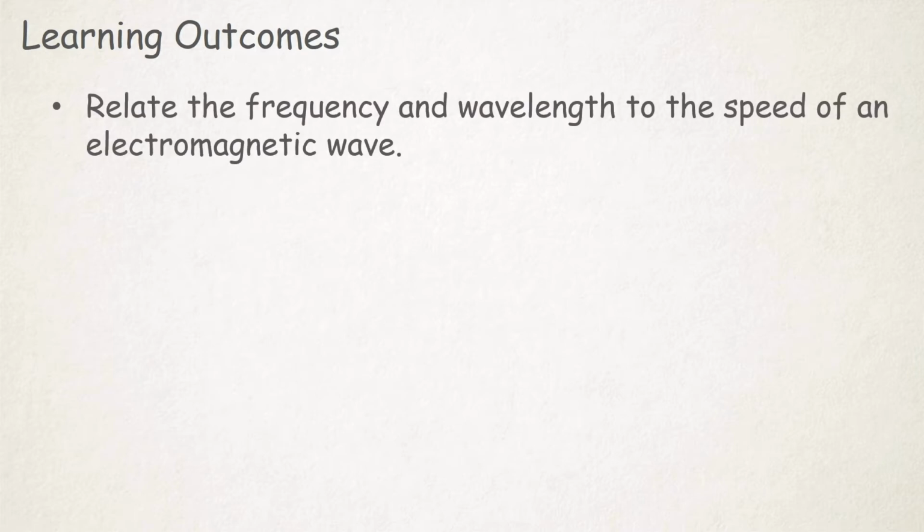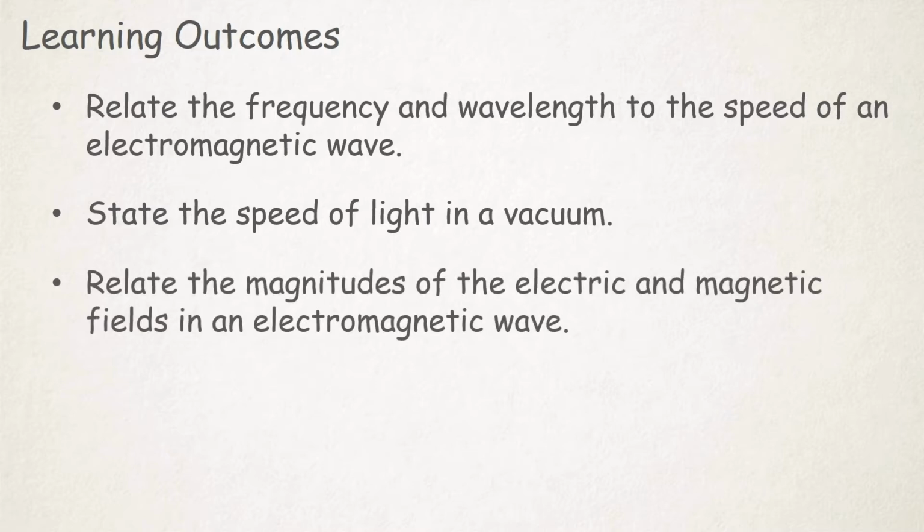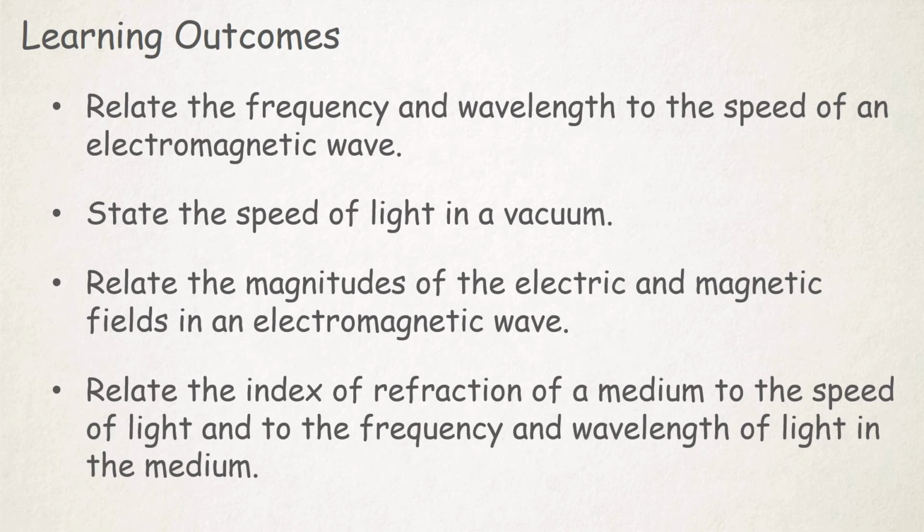This video is about electromagnetic waves. After working through this assignment, you should be able to relate the frequency and wavelength to the speed of an electromagnetic wave, state the speed of light in a vacuum, relate the magnitudes of the electric and magnetic fields in an electromagnetic wave, and relate the index of refraction of a medium to the speed of light and to the frequency and wavelength of light in the medium.